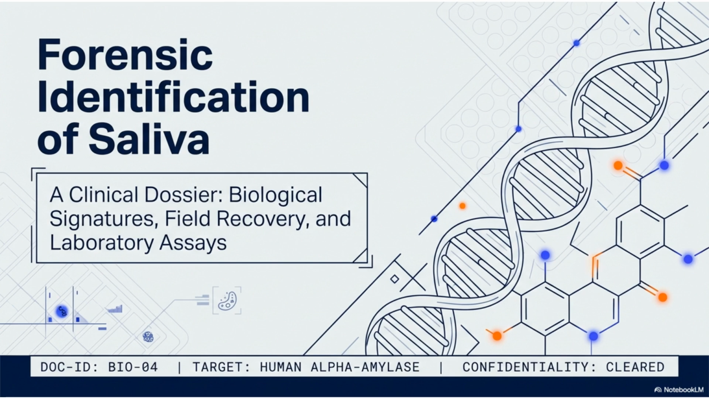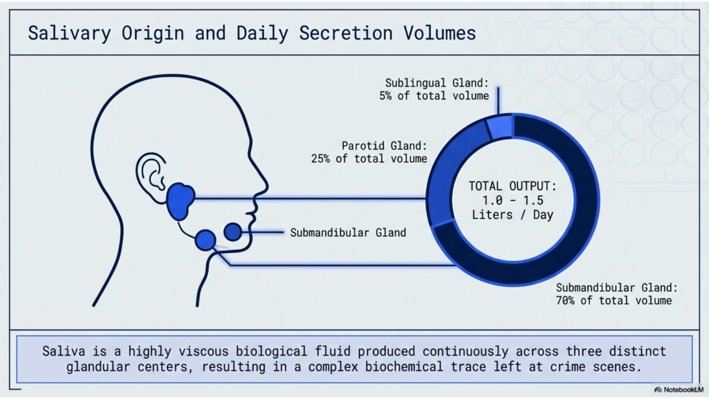Welcome to this video on the forensic identification of saliva, covering biological signatures, field recovery, and laboratory assays. Saliva is produced by three major glands, resulting in a total output of 1.0 to 1.5 liters per day. The submandibular gland accounts for the highest volume at 70%. This highly viscous biological fluid leaves a complex biochemical trace at crime scenes.